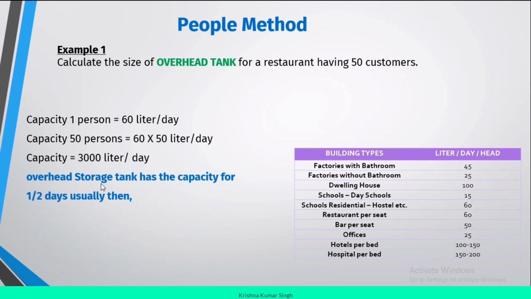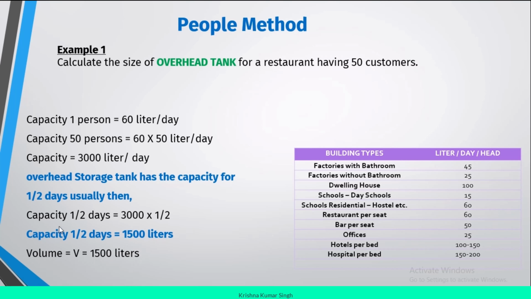Now overhead storage tank has the capacity for half day, right? This is the standard. For half day, we divide this capacity. This capacity is for one day, but to follow the standard, it should be half. So we multiply by 1 by 2, or you can say divide by 2, to get the half value. So the capacity for half day is 1500 liters. For full day is 3000 and for half day is 1500.